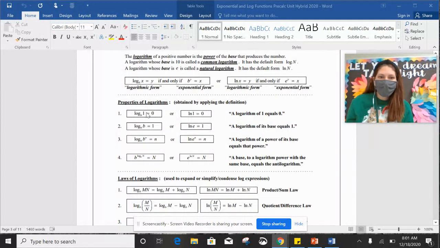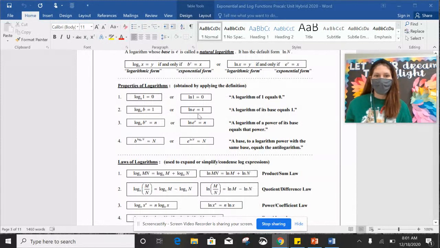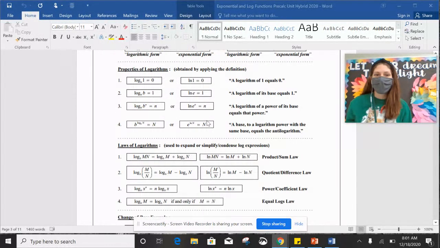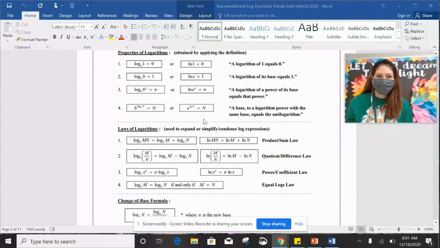All of these rules here, so for example, if I rewrote this in exponential form, I would have b to the 0 power equals 1. Anything raised to the 0 power is 1. All of your log rules are traced back to your exponent rules from Algebra 1 because a logarithm is just an exponent. So again, read through these. We'll talk about them a little bit more in our in-class time.